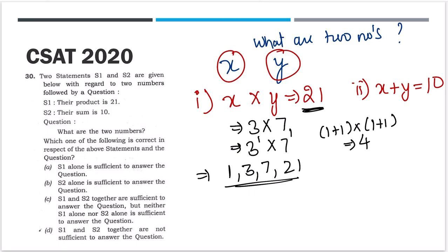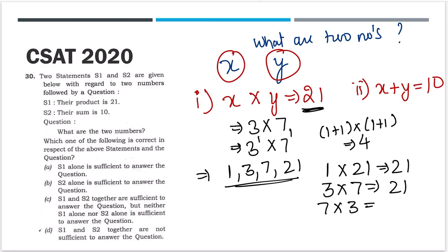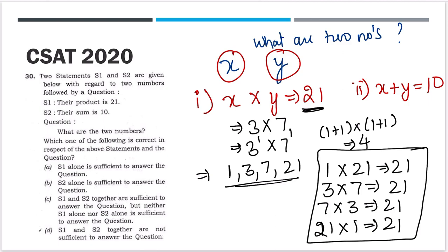So now, how can you write x and y in this form? I can say 1 into 21 is 21. Another way is 3 into 7, 21. Another way is 7 into 3, 21. Another is 21 into 1, 21. Only these are the 4 ways in which these can be written, right?